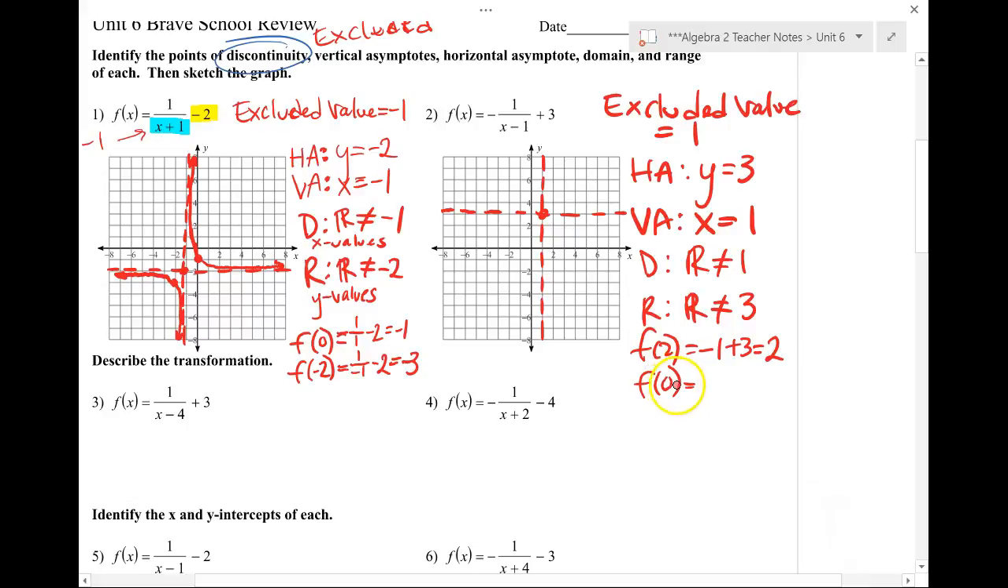And then for 0, plug in 0. 0 minus 1 is just negative 1. Then I have a 1 over negative 1, but there's also this negative out here, so that cancels these negatives out. So then I end up with positive 1 plus 3, which is 4. So now let's graph these points that we found. So now 2 and 2, so that's here.